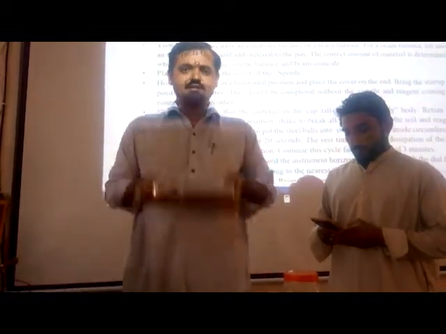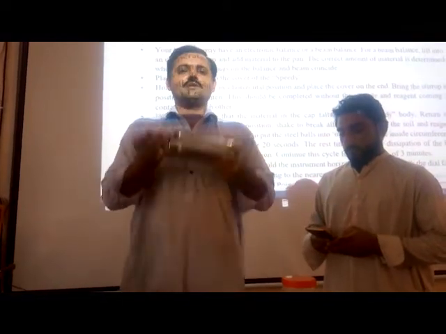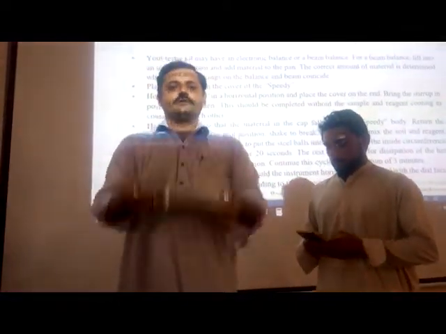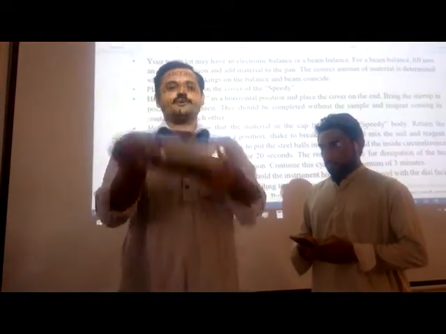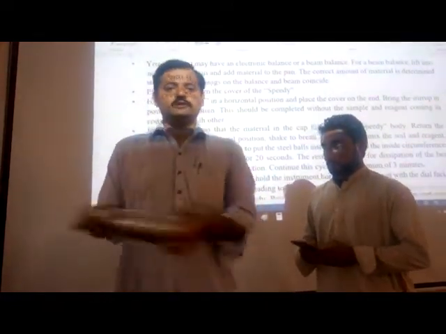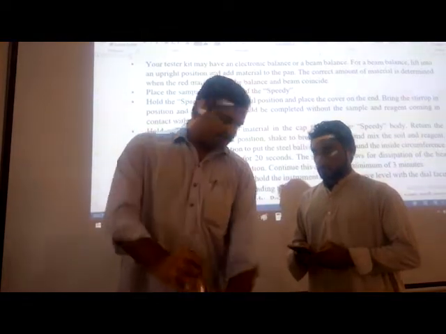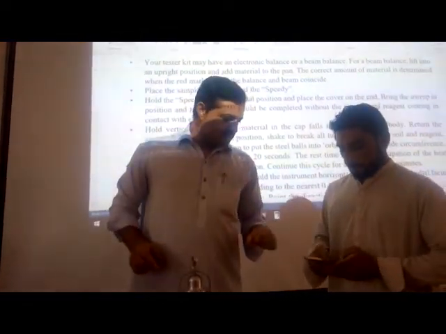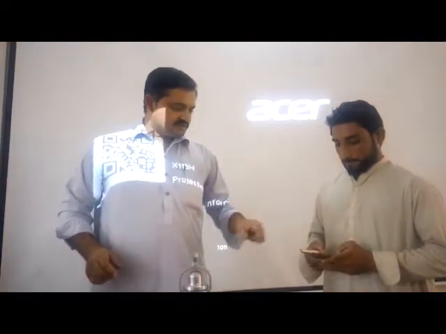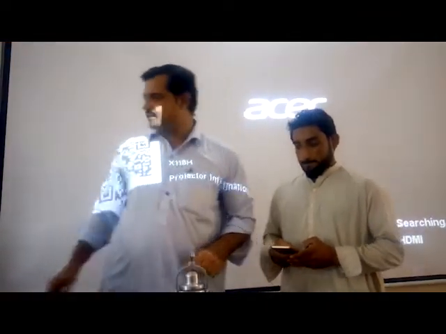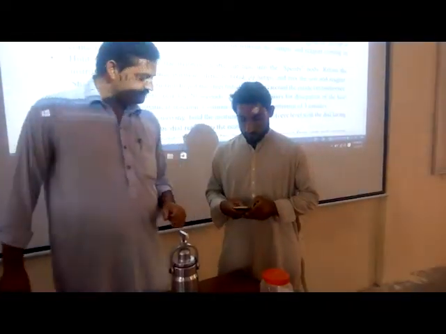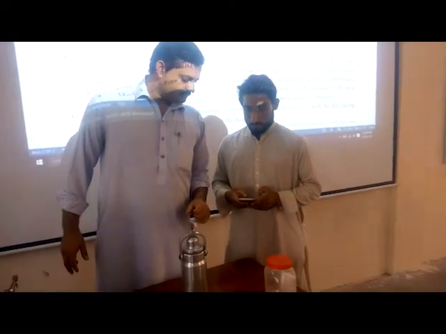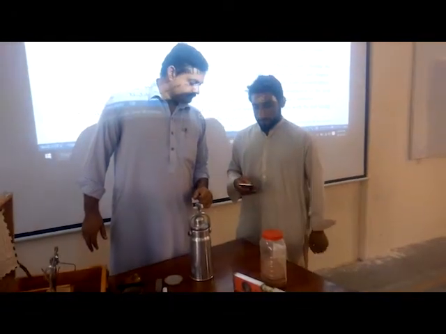Like this we will give it some arbitrary motion, so that any clay lumps present inside the soil sample will be broken down. Like this, towards me, away from me, horizontal right and left motion. 10 seconds have been completed. Now reset. Start. For 20 seconds we will wait.